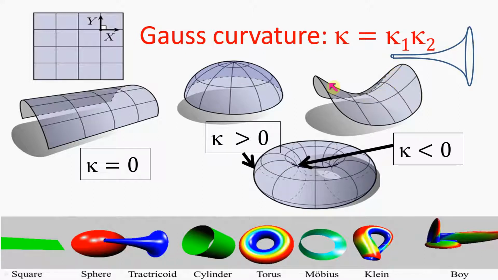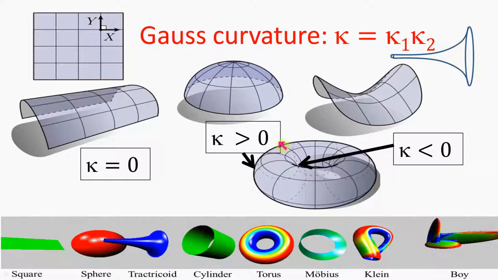Recall that for the curvature of curves we assign the sign depending on the direction of the curving. So if we have two curves bending in two different directions, then the Gaussian curvature computed as a product will be negative. So the saddle is a negative curvature surface. The trumpet is also a negative curvature surface.